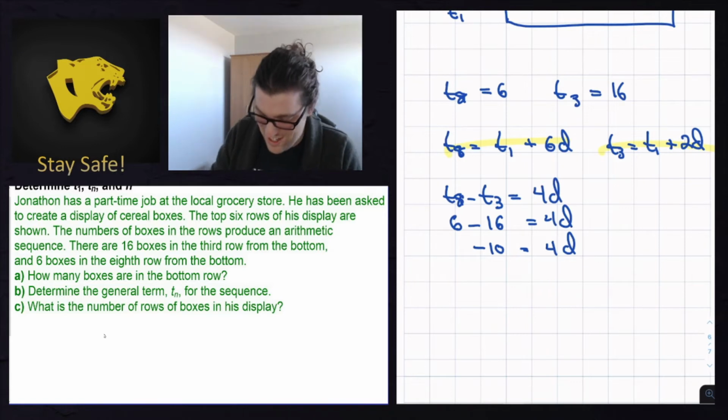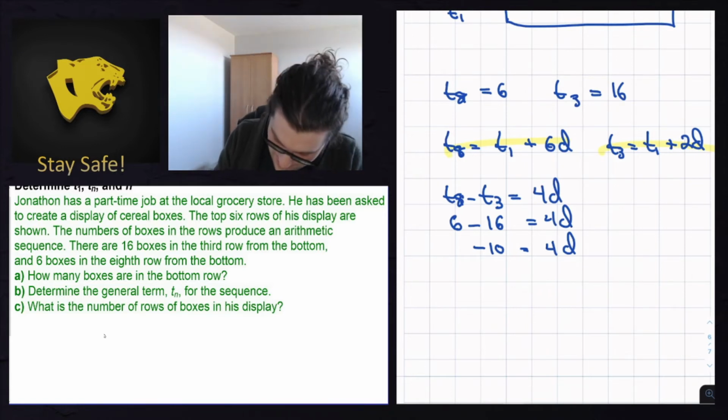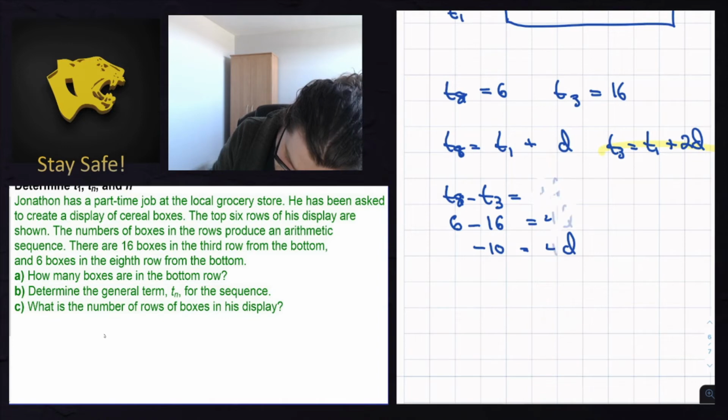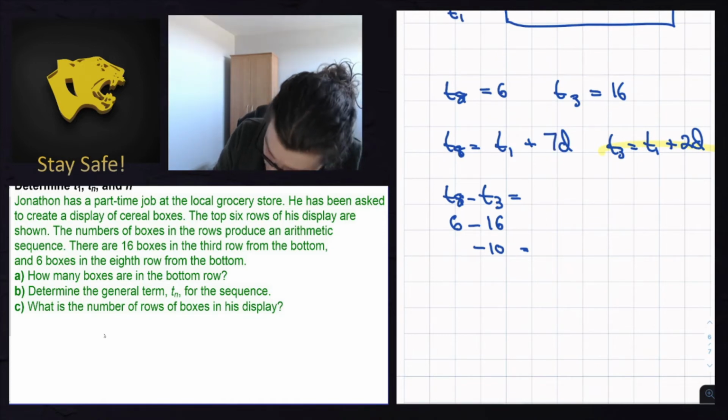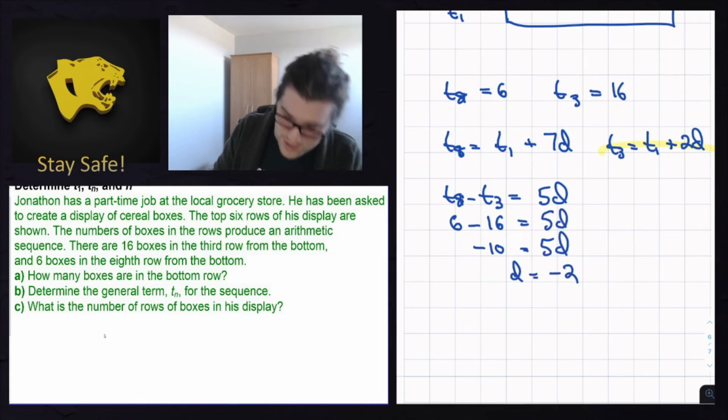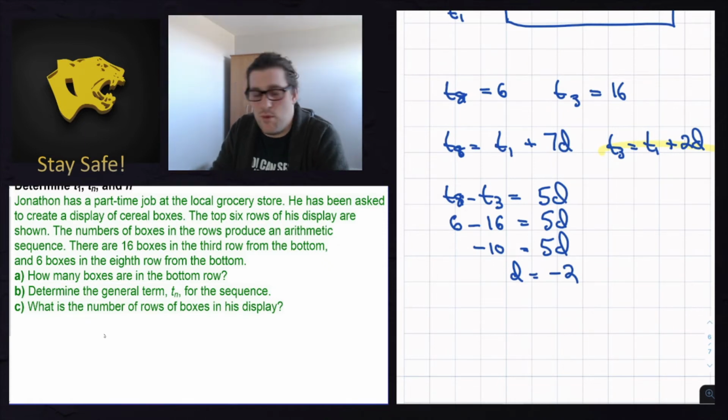My apologies. So T8 is equal to, so that means that is actually a 7 instead of a 6. And the difference will be 5, which will work out nicely. So when we subtract them, t1 minus t1 is still the same thing, but 7d minus 2d is 5d. And so we get negative 10 is equal to 5d, or a common difference of negative 2. So now when we add on the d, it's a negative 2, which is fine.